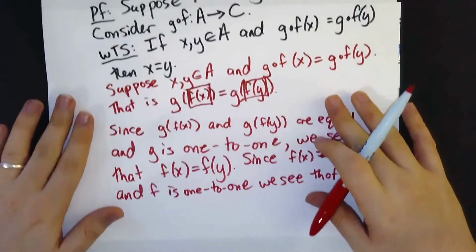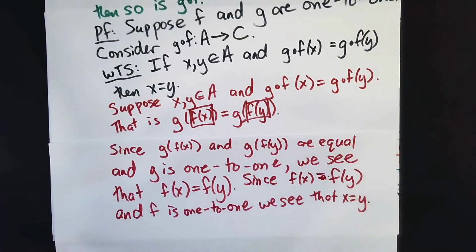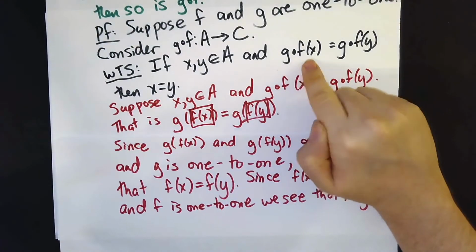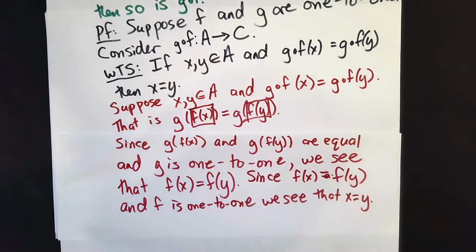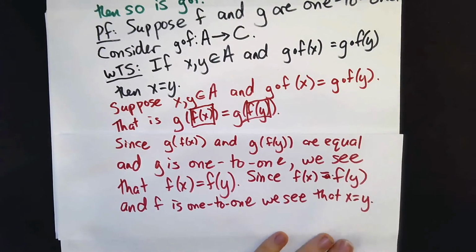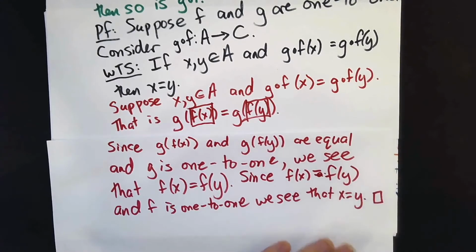But if you look holistically at what we've proved, what we've really proven is that if g of f of x equals g of f of y, then x equals y. That's exactly what we wanted to show, and so we've in fact shown that the composition of two one-to-one functions is one-to-one.